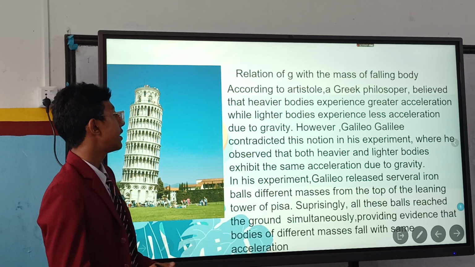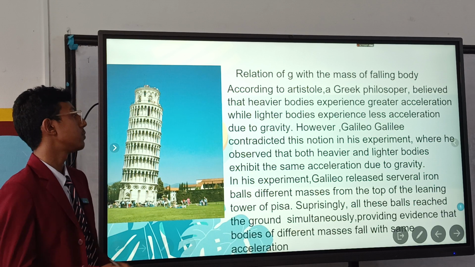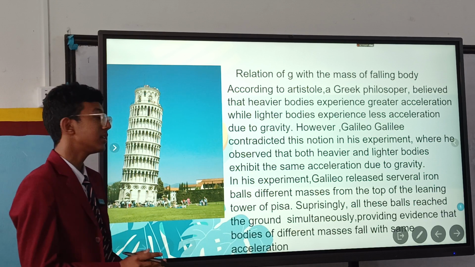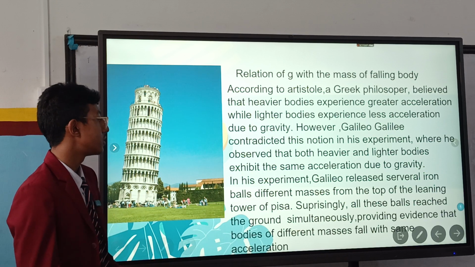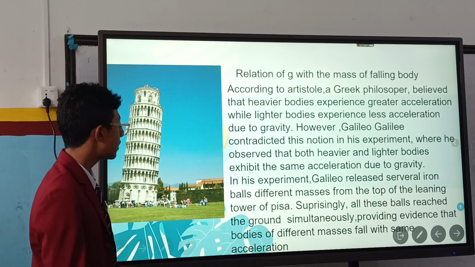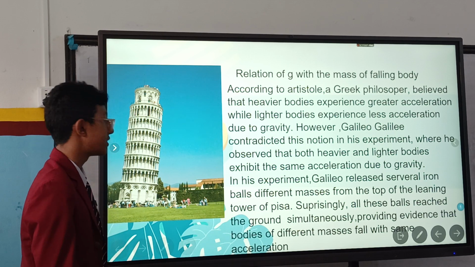Galileo released several iron balls of different masses from the top of the Leaning Tower of Pisa. Surprisingly, all these balls reached the ground simultaneously, providing evidence that bodies of different masses fall with the same acceleration.